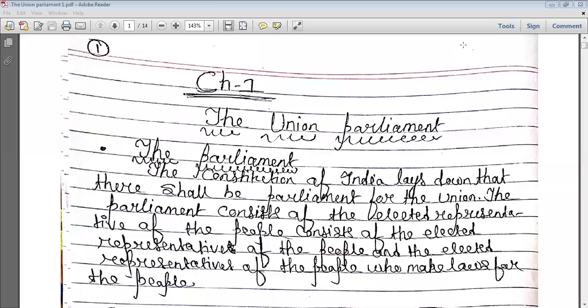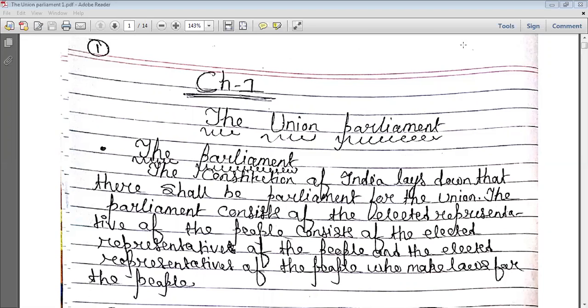In the last class, we discussed the syllabus of History and Civics for class 10. Today we will start our first Civics chapter, the Union Parliament. This chapter consists of 14 pages, and I have given you notes which are enough for your board exam, and the questions I have given cover the whole chapter, right? So I am starting the chapter, the Union Parliament.